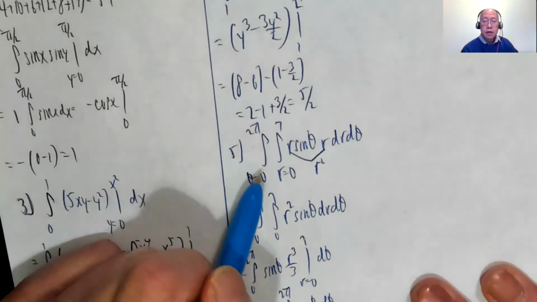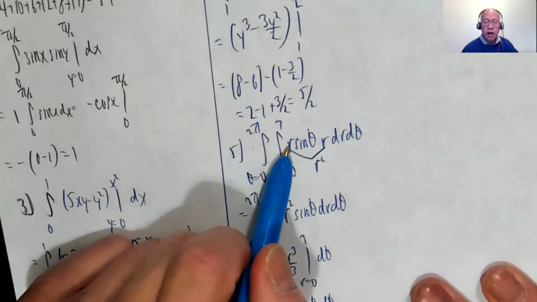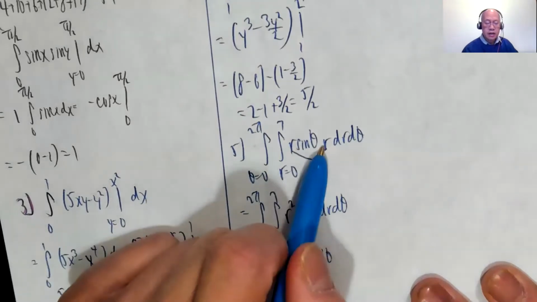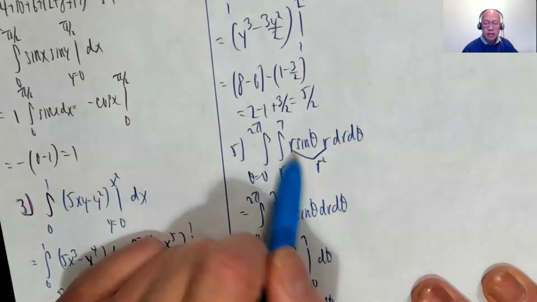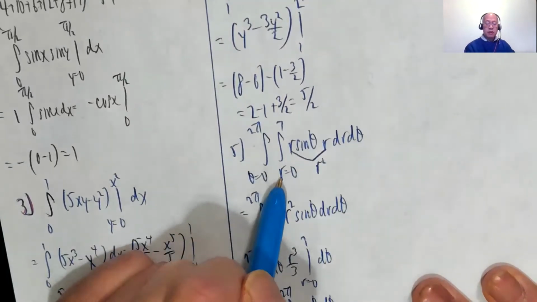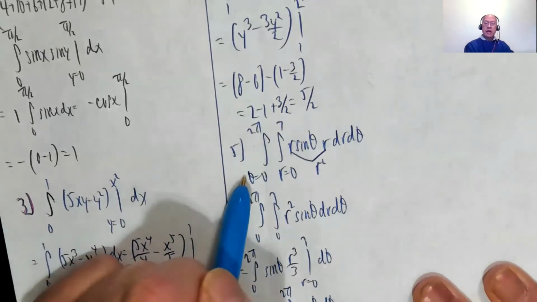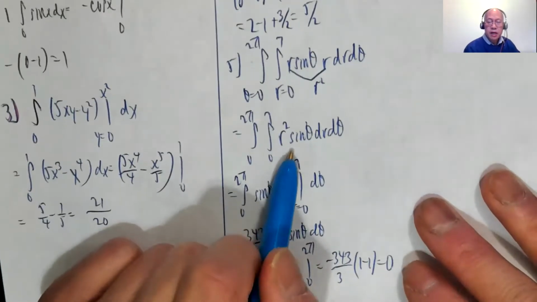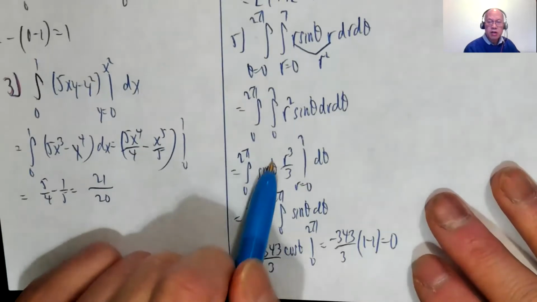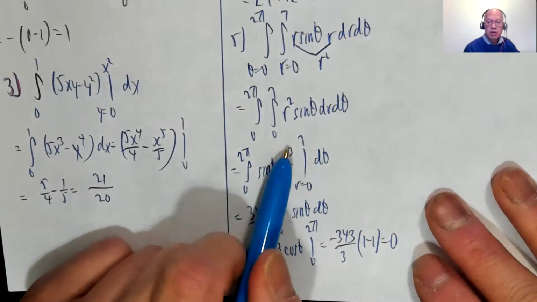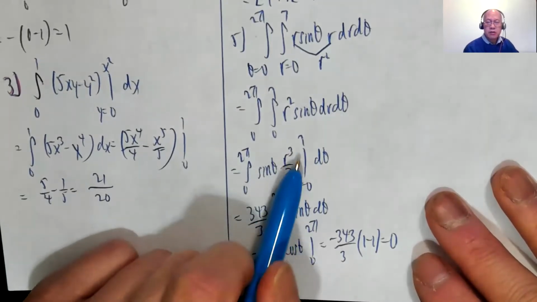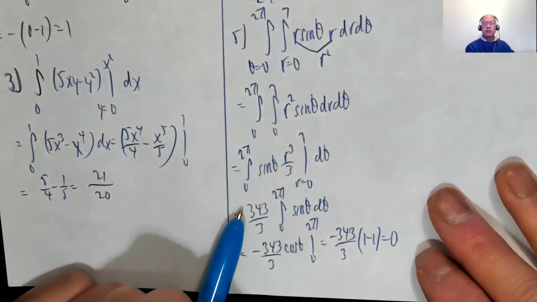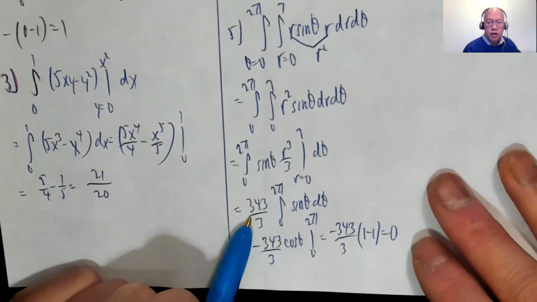Number 5, you're integrating y, which is r sine theta, and then r dr d theta. That's going to become r squared. R is going from 0 to 7. Theta is going from 0 to 2 pi. So I'm integrating r squared sine theta with respect to r. That's r cubed over 3 sine theta. R goes from 0 to 7. Plug in 0, you get 0. Plug in 7. 7 cubed is 343. So I have 343 over 3.